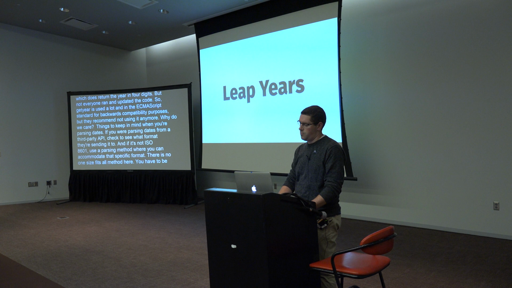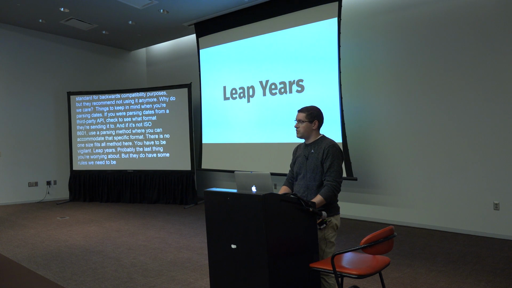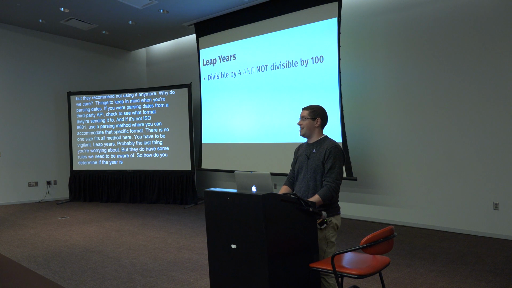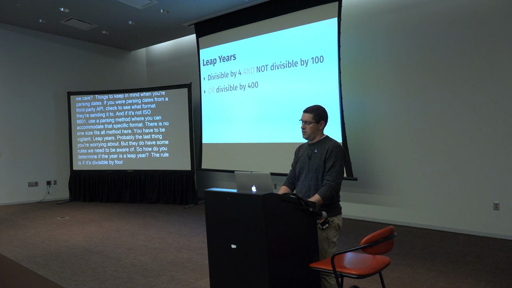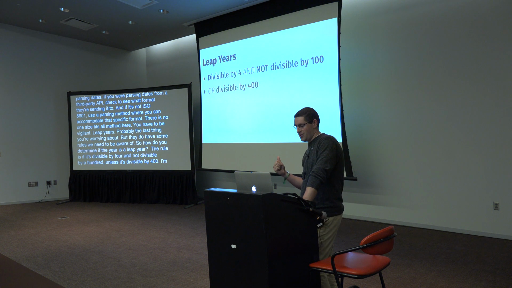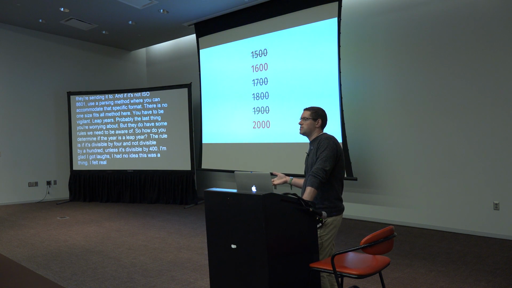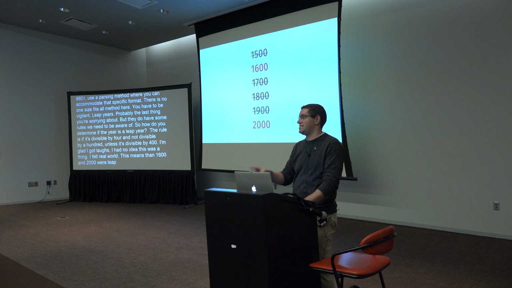Leap years, probably the last thing you're worrying about, but they do have some rules we need to be aware of. So how do you determine if a year is a leap year? The rules are if the year is divisible by 4 and it's not divisible by 100, unless it's divisible by 400. I'm glad I got laughs out of that because I had no idea this was a thing. But this means that 1600 and 2000 were leap years, but all the other centennial years weren't. So 2400 is our next centennial leap year.